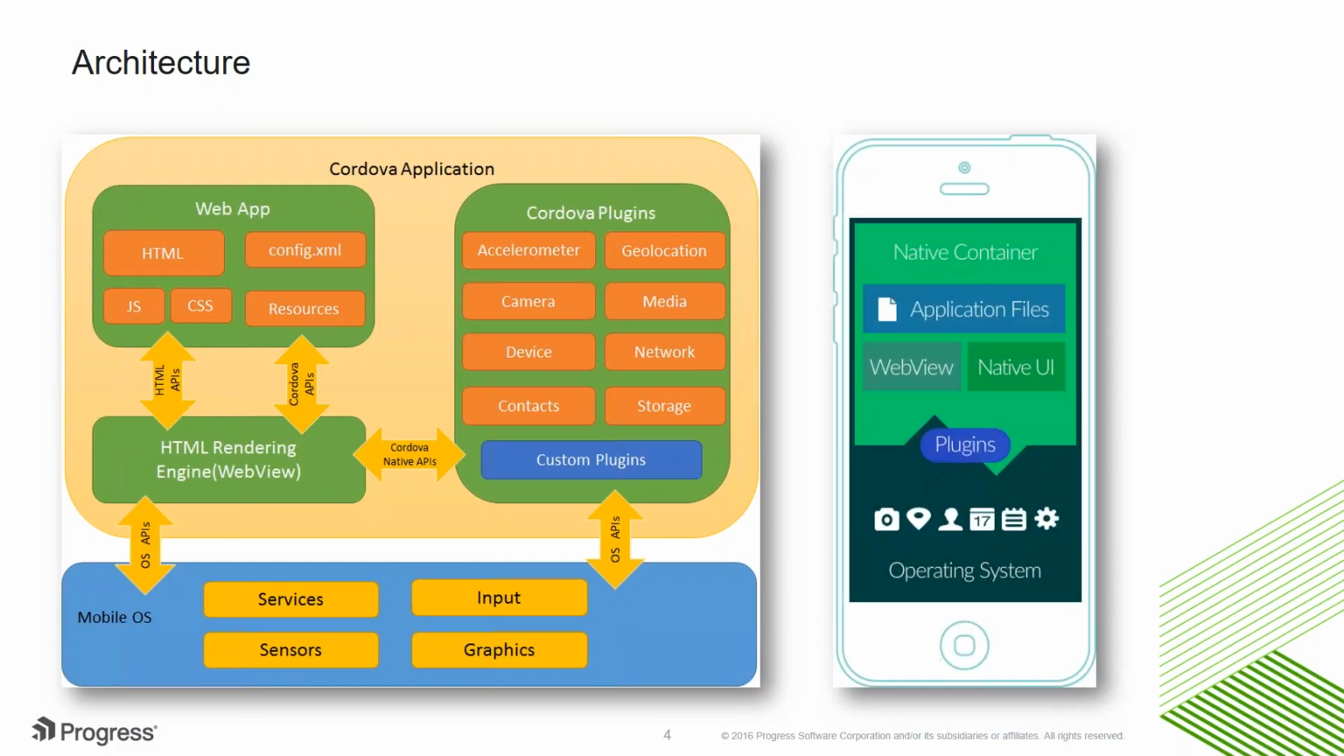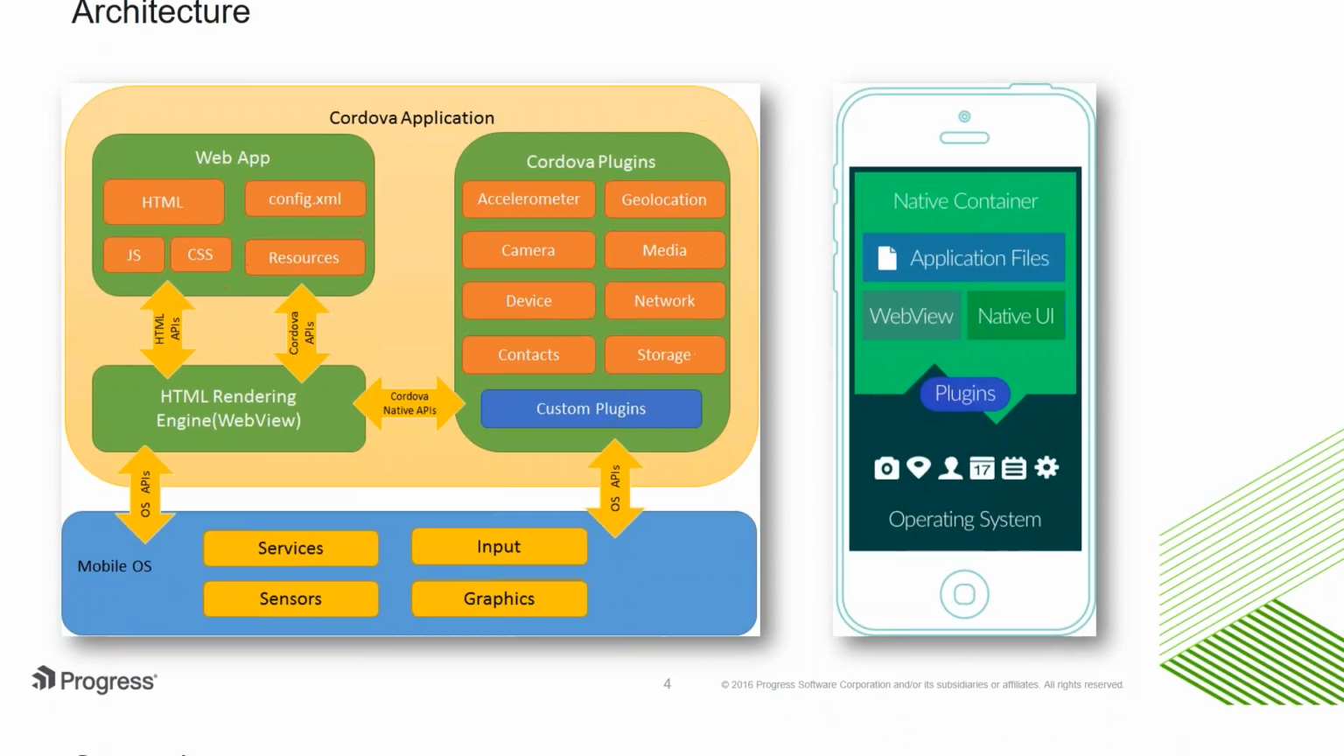This is another interesting thing I found on the net. So there is a native container that's nothing but the web view. You have your application files, and there is a web view, there is a native UI, and you just bring it up, and then you use plugins to go and access your camera, location, that's the GPS, contacts, calendar, tasks, settings, or whatever, the hardware thing. So this is the architecture of a hybrid mobile application.